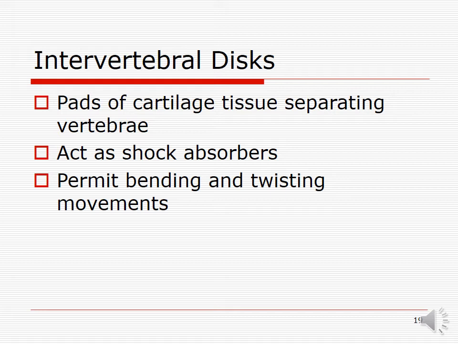So what do the intervertebral discs do? They act as shock absorbers, so that we're not crunching down on all those nerves coming off of the spinal column. And these allow us to bend and twist and move the spine in all those amazing ways, truly, that it can move.